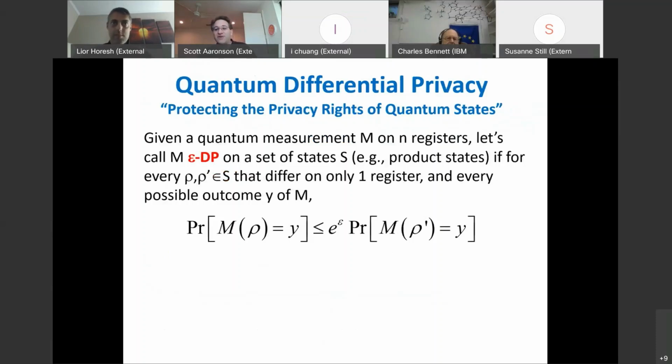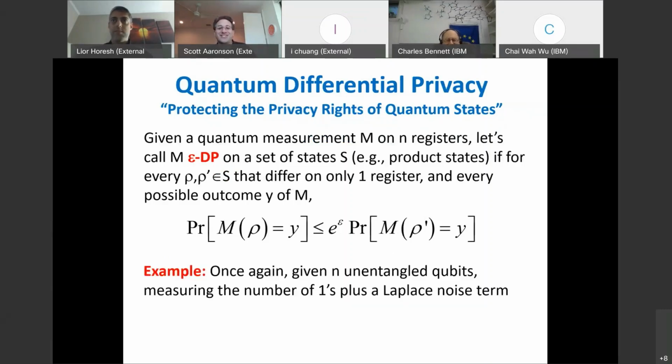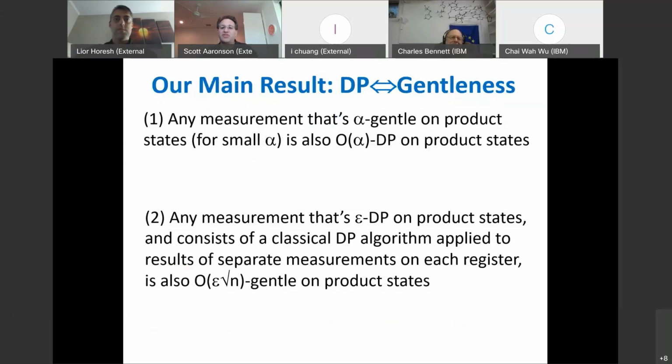Now, one can define a quantum version of differential privacy. If one wants to protect the privacy rights of electrons, this is just the quantum version of what I said before. And the same measurements that achieve gentleness, or in practice, we notice we're often the ones that achieve this differential privacy. So what we did is we proved a theorem that explains this pattern. We proved a two-way connection.